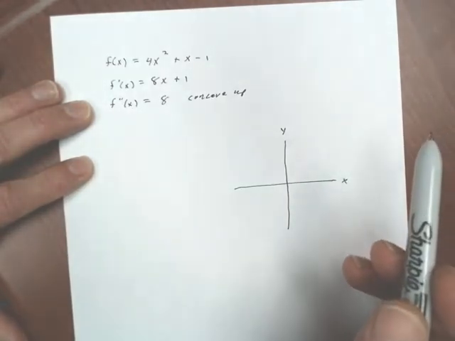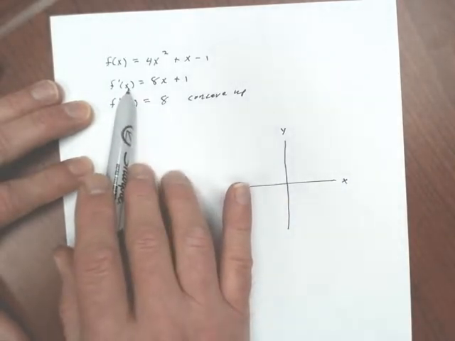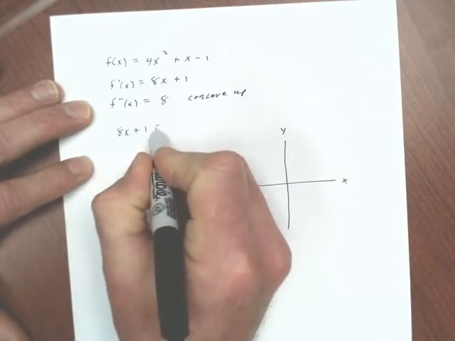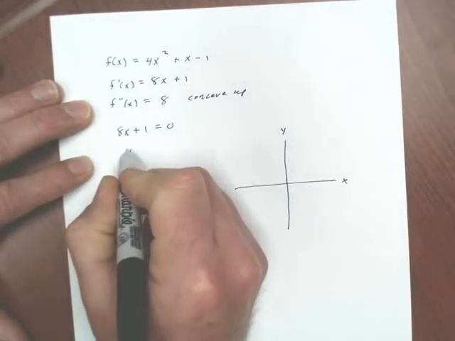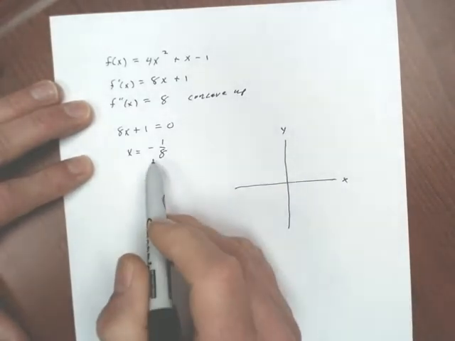In order to find the minimum, we're going to set our slope equal to 0. So 8x plus 1 equals 0. That means x equals negative 1/8. So that is our x coordinate of the minimum.